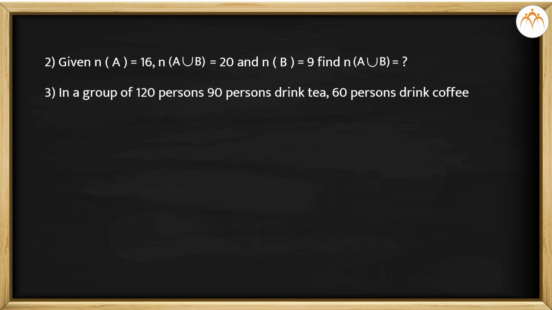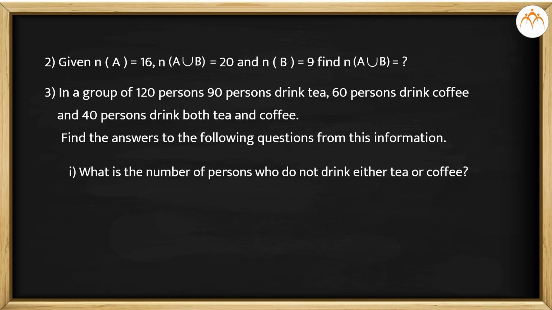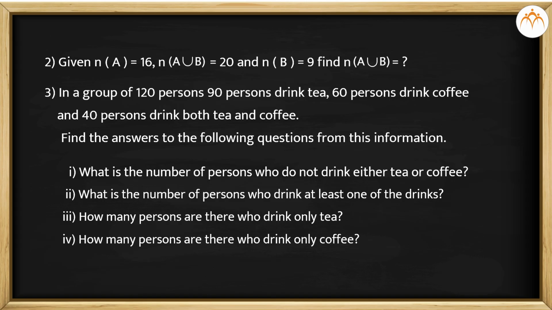In a group of 120 persons, 90 persons drink tea, 60 persons drink coffee and 40 persons drink both tea and coffee. Find the answers to the following questions from this information. What is the number of persons who do not drink either tea or coffee? What is the number of persons who drink at least one of the drinks? How many persons are there who drink only tea? How many persons are there who drink only coffee?